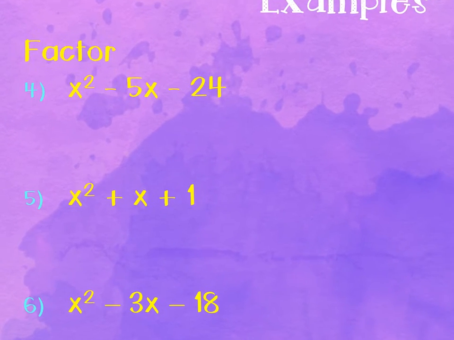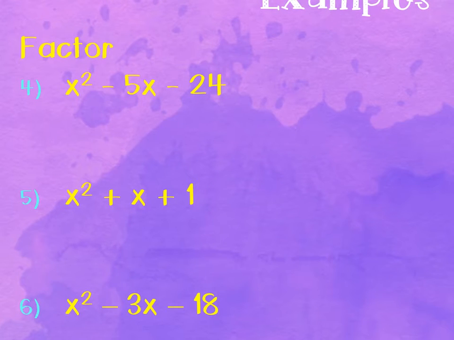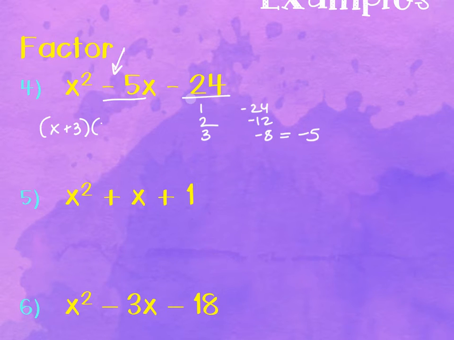All right, let's start with 4. So we've got a 1 at the front, which means I'm going to follow the pattern that I've been doing. Look at the factors of the last term, negative 24, that sum to negative 5. Because the last term's negative, I know that one has to be positive, one has to be negative. Because the middle term's negative, I know the bigger has to be negative. So if I did 1 and negative 24, 2 and negative 12, 3 and negative 8, there's my negative 5. So I get x plus 3 and x minus 8.